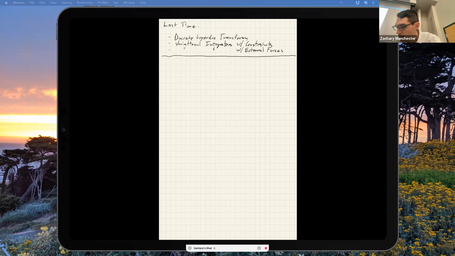So now what we're going to do today is dig into this constraint story a little more, but now we're going to do inequality constraints instead of equality constraints, which is extremely unusual. You will not see this in normal classical dynamics stuff. And this is how we do contact dynamics.